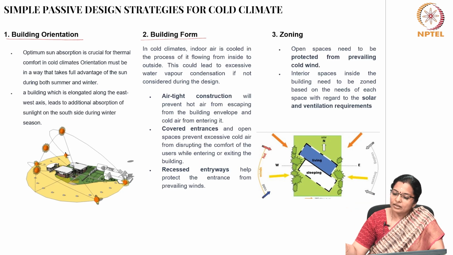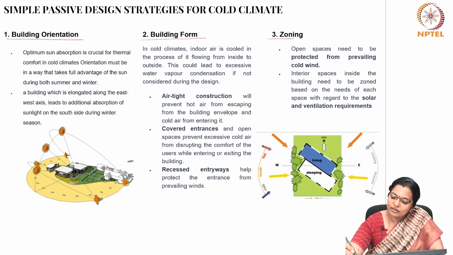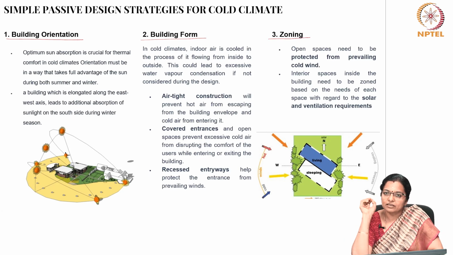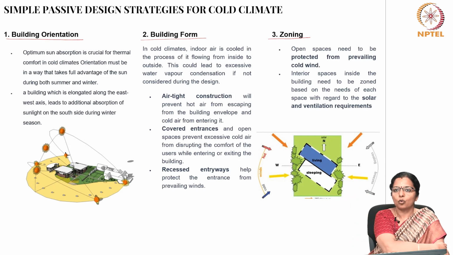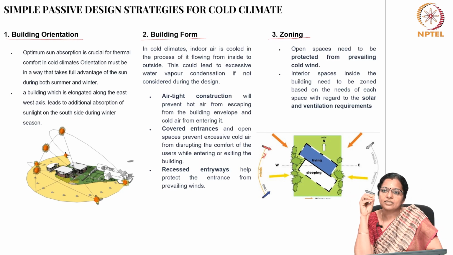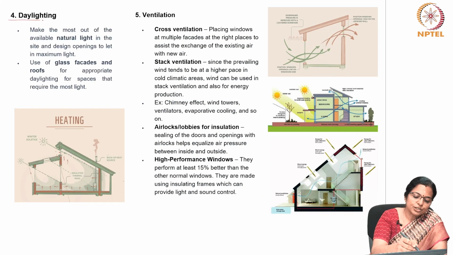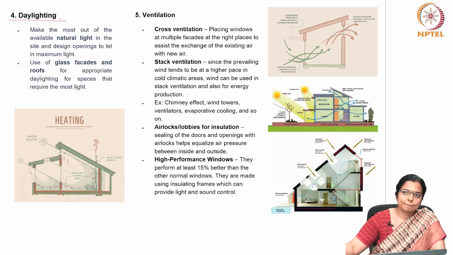Then the third aspect you should consider as a simple passive strategy is to use open spaces which need to be protected from prevailing cold wind. Interior spaces inside the building need to be zoned based on the needs of each space with regard to the solar and ventilation requirement. Fourth consideration should be daylighting.